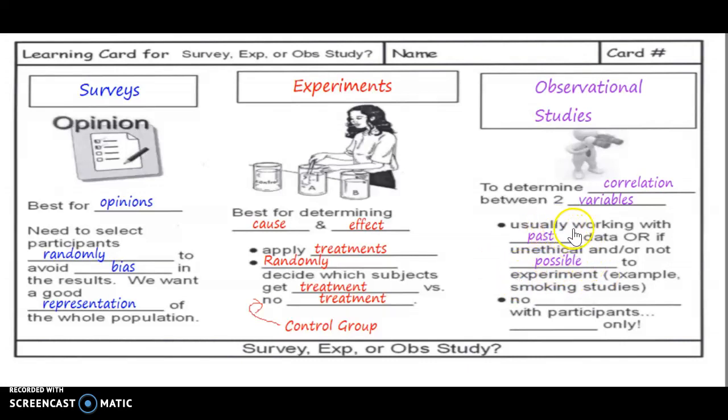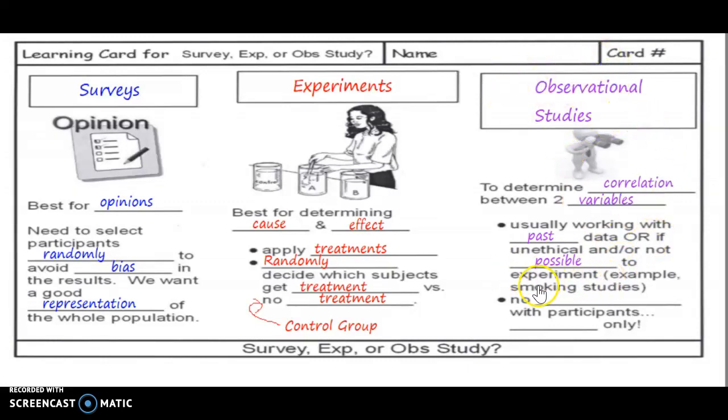So if we want to just use past data that's already been collected, that's called an observational study. Or if something's too dangerous, or if something is just unethical to run an experiment with, or it's just not possible to do an experiment with, then you would run an observational study.